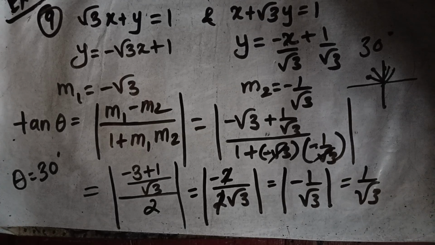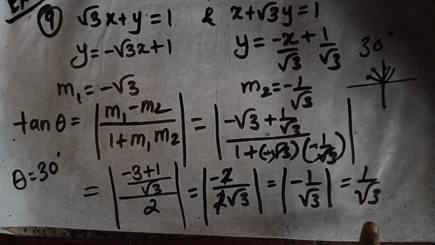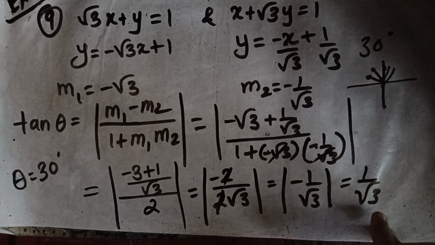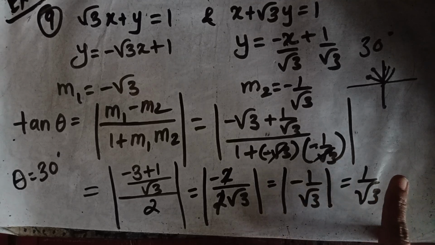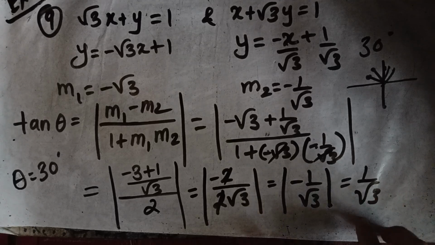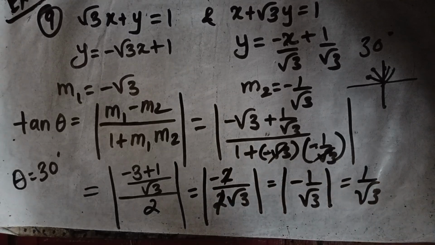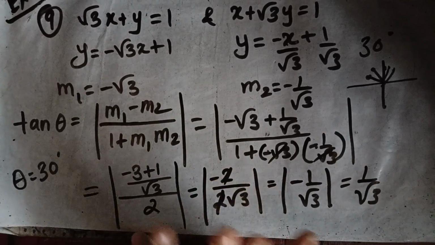So if you have 1 upon root 3, this is for positive. And if you get minus 1 upon root 3, then it will be 150 degree in the second quadrant. Okay.